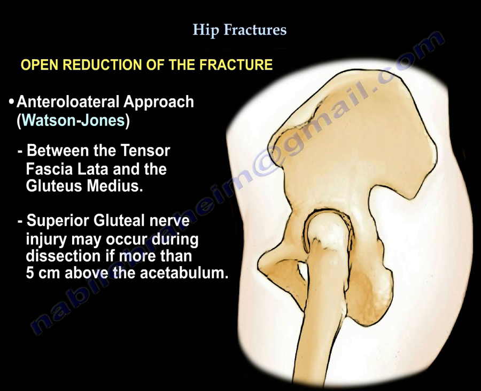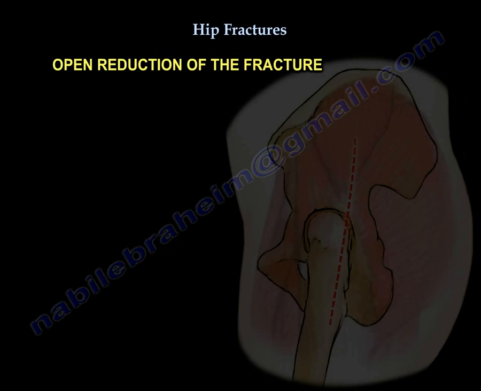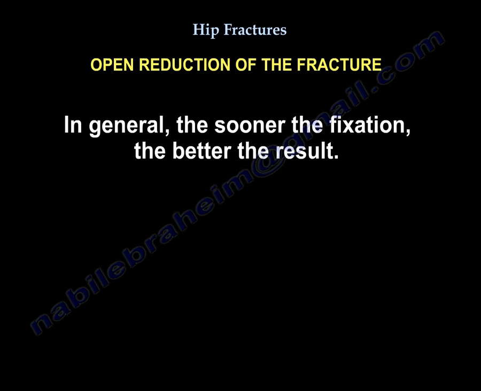Or you can use the Watson-Jones approach between the tensor fascia lata and the gluteus medius. The superior gluteal nerve may be injured if the dissection is more than 5 cm above the acetabulum. In general, the sooner the fixation, the better the result.